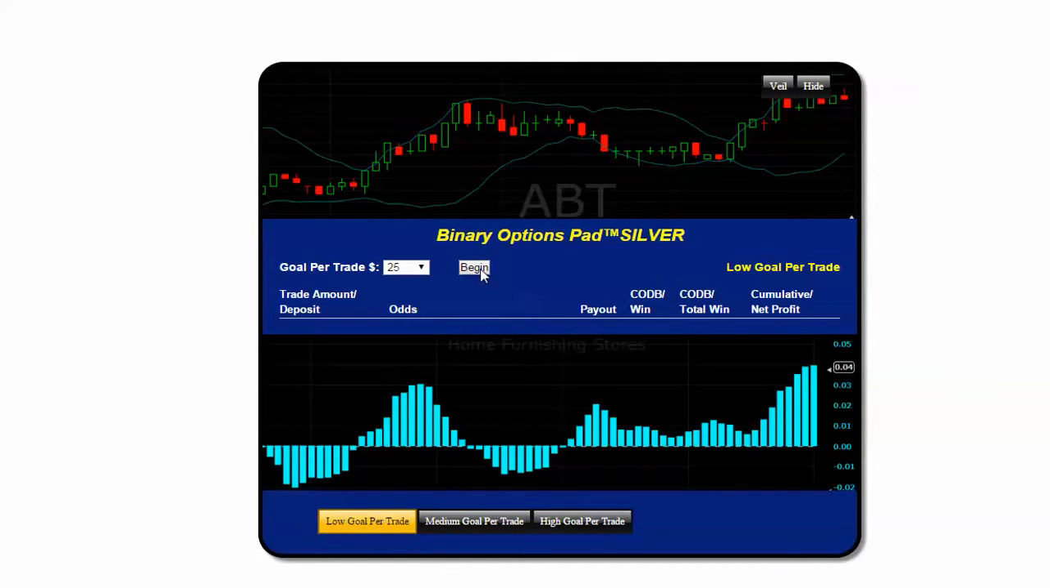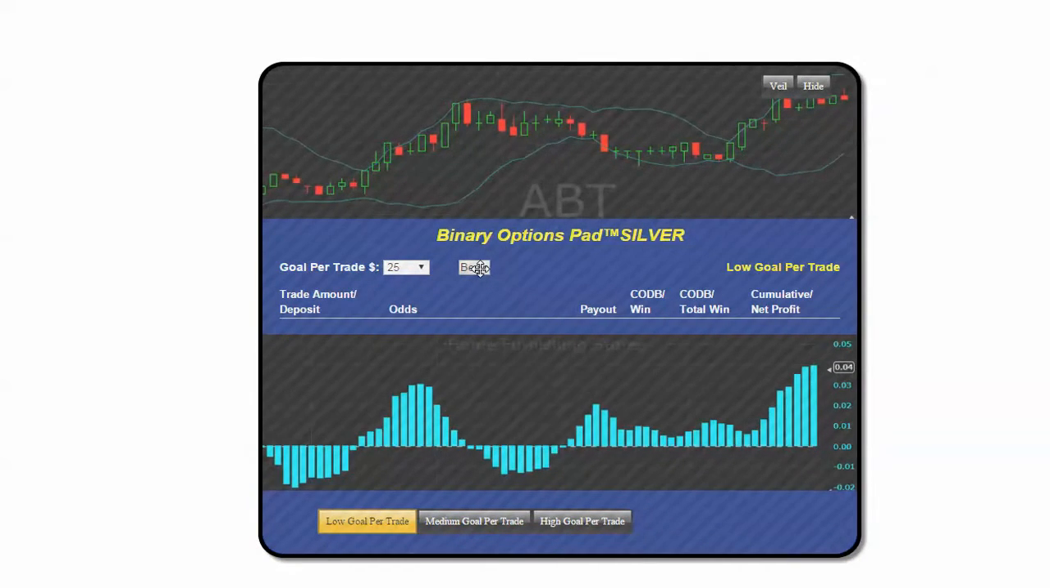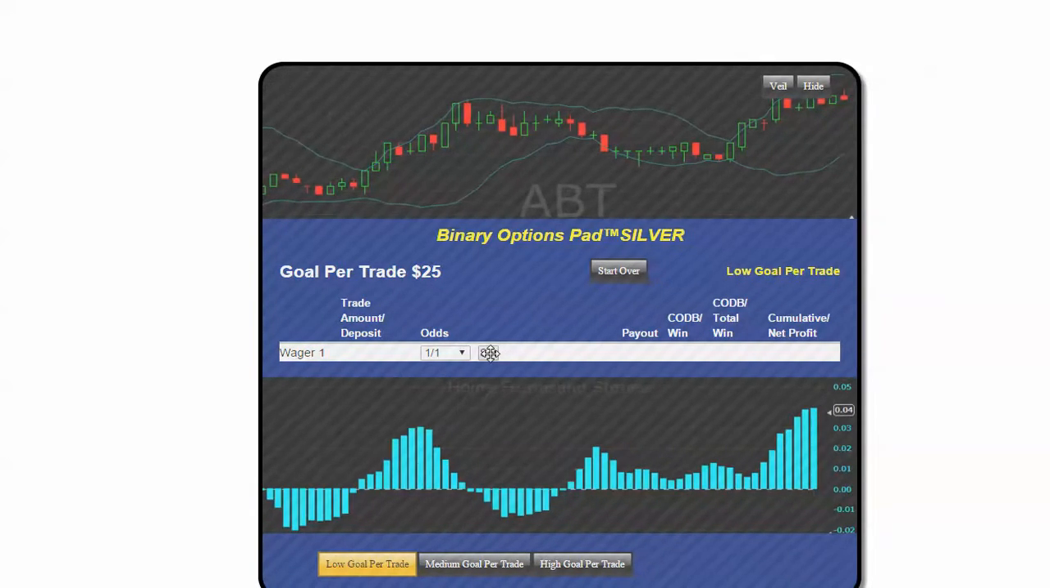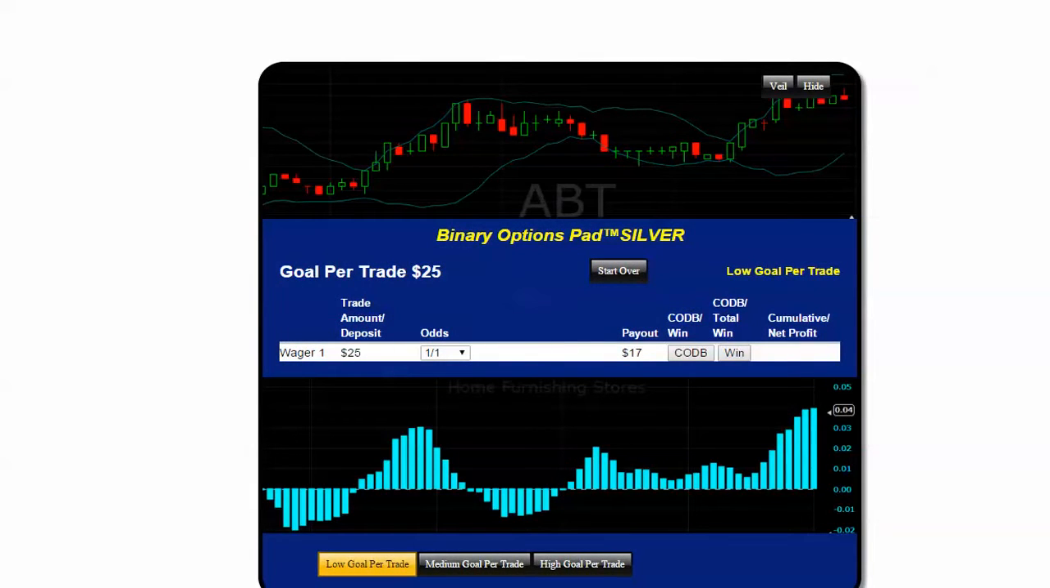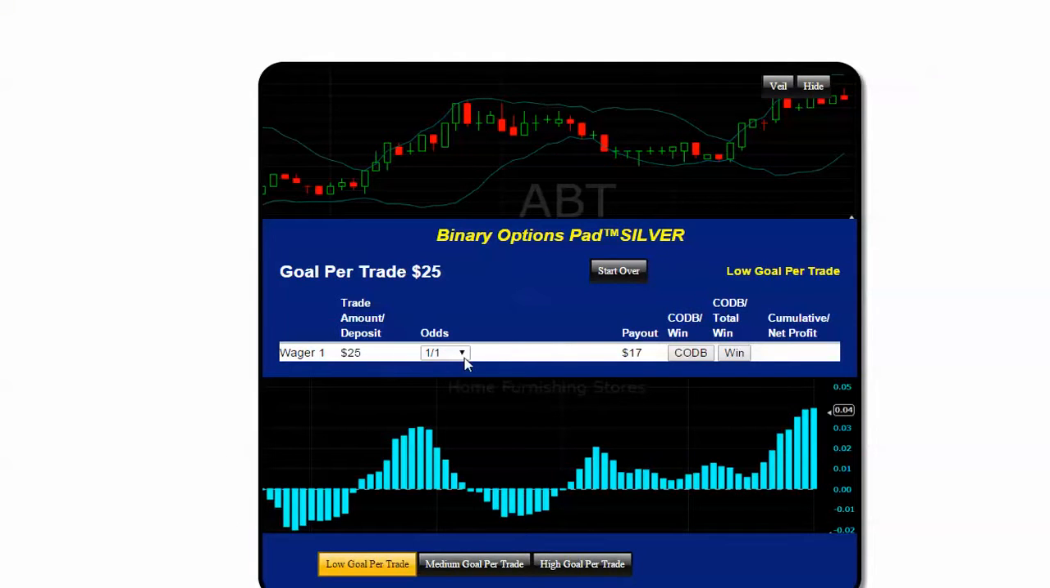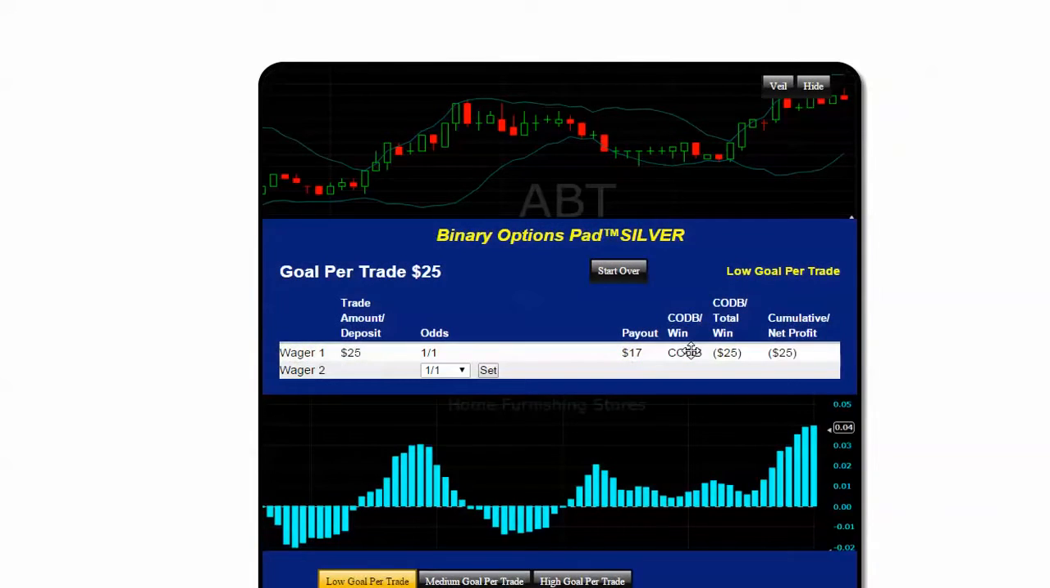So, again, we're going to do low goal per trade and hit begin. This is for people with smaller accounts. I hit begin. I set it at 1-to-1 and hit set. And that's my first trade of $25 that, as you can see, I've already taken. And it's probably going to win. However, I set it as if it lost by hitting CODB. No money loss, just the cost of doing business.